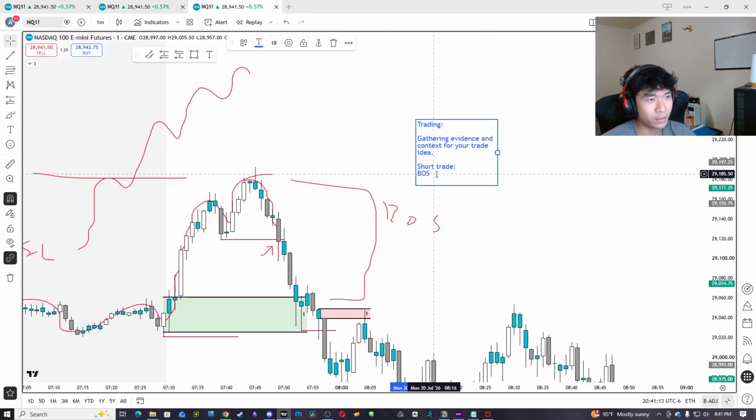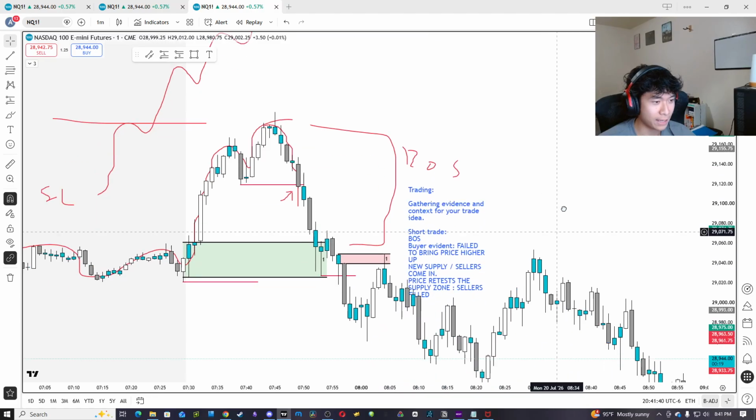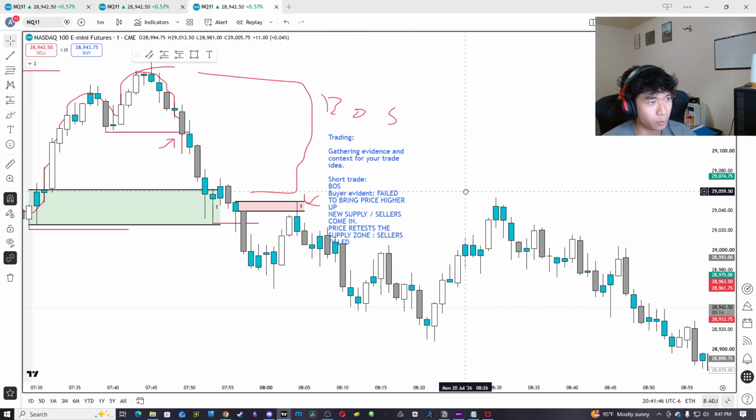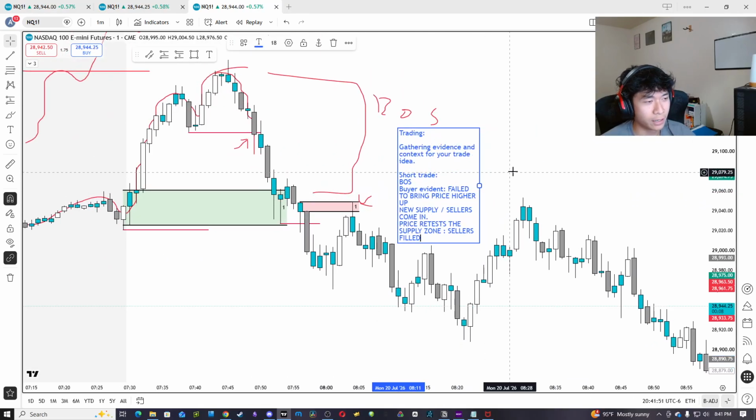So now, what evidence do we have for this short trade? Okay? Now we have buyer evidence that failed to bring price higher up, and then new supply, sellers come in, price retests the supply zone, sellers filled more. Now this is all the evidence we have for our short trade right here. The moment this happens, this is why break of structure is important. It's literally just another piece of evidence when you're crafting your trade ideas, okay?